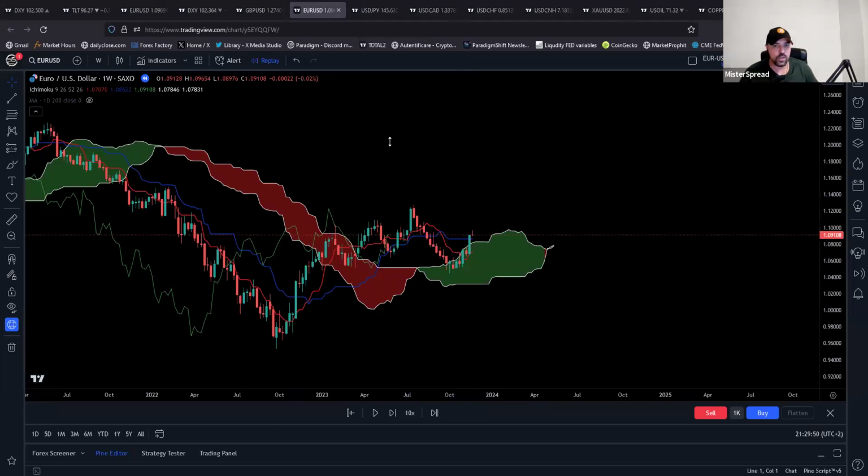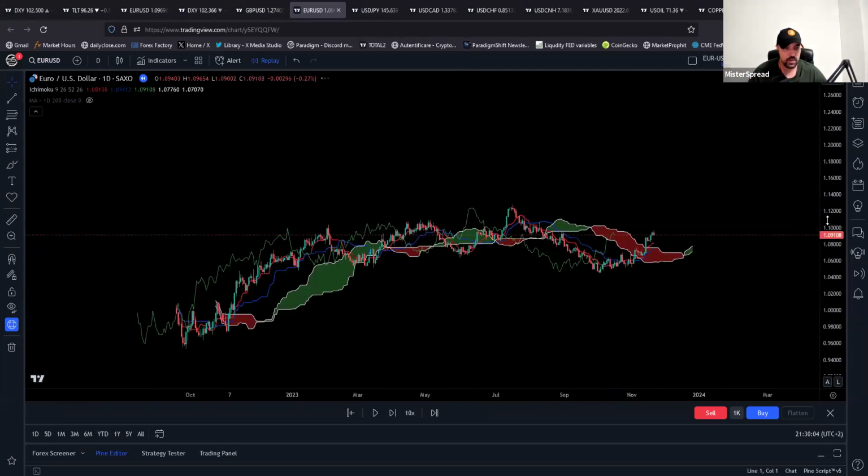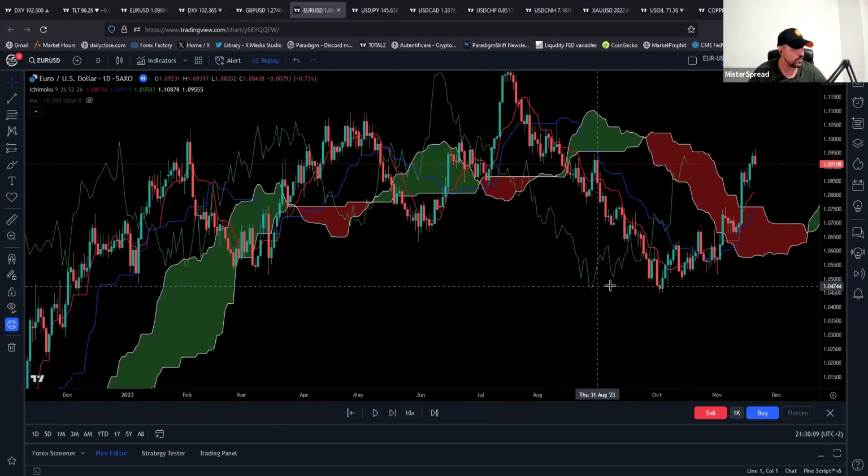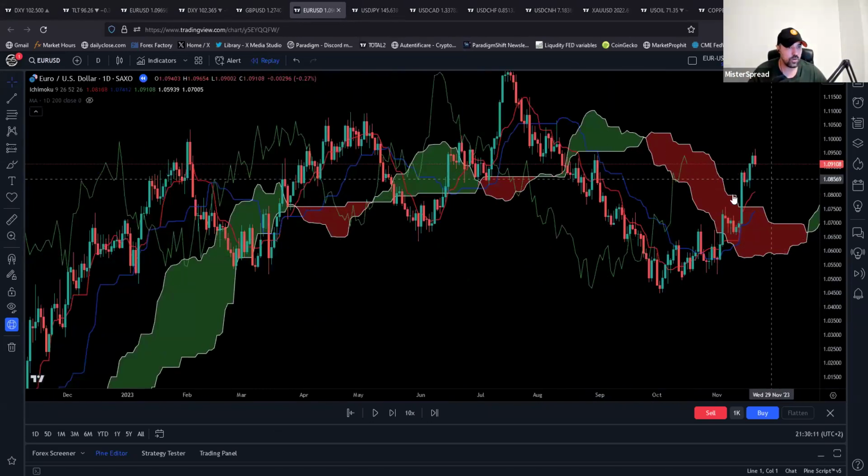Okay, so we spoke about the thickness of this. What is the next one? The next element that I want to talk about are the tops and the bottoms of the Kumo, which can be viewed as support and resistances. But for this, I'm going to go on daily so we can see it a little bit more clearly. Let's see where we have these supports and resistances.